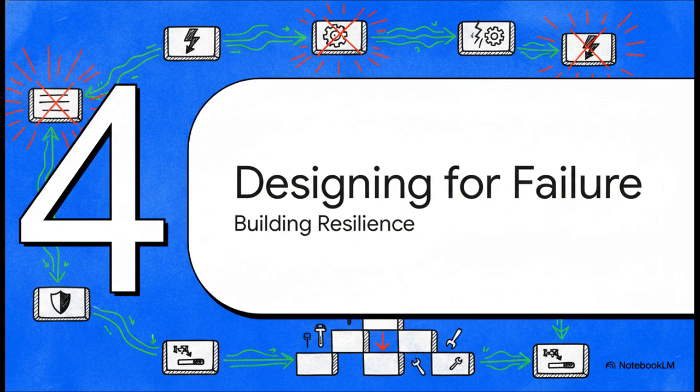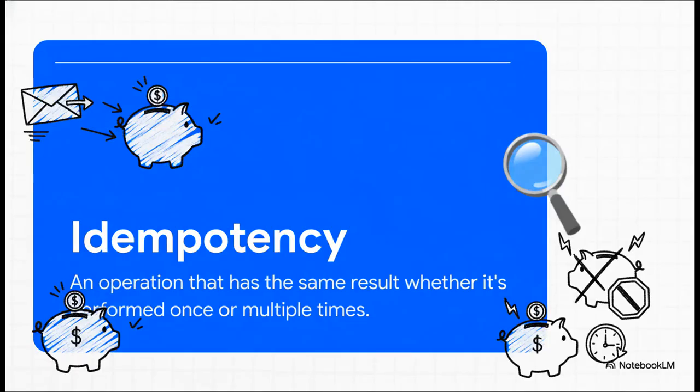Now, no matter which pattern you choose, in any system with lots of moving parts, one thing is absolutely certain. Things are going to fail. The network will drop, a service will crash. You absolutely have to design for failure from day one. A super important concept here is something called idempotency. It's a big word, but the idea is simple.